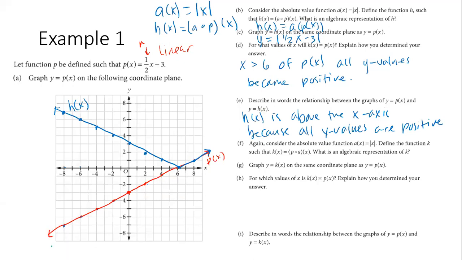We do. All right, so next one, same graph, part F. It says we're going to consider still using this: A of x is the absolute value of x. Define the function k. Well, k is saying we're now going to have p composed of a at x. What is the algebraic representation of k? So k of x equals p composed of a of x.